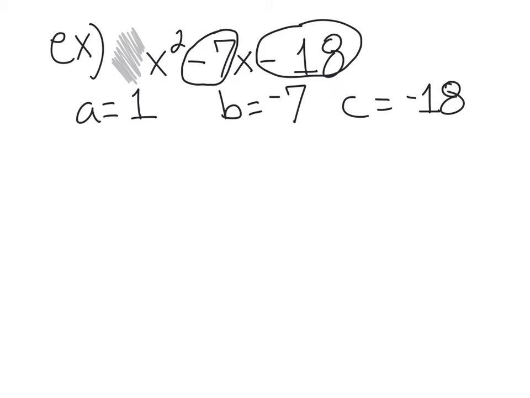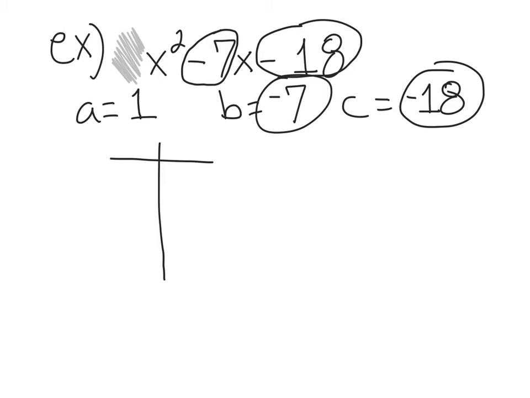Okay, so I'm going to factor this. The key is I want two factors of negative 18 whose sum will give me negative 7. I'll show you what I mean. I'm going to make a little list here of factors of 18. I'll start with negative 18 and 1. If I add those together, I get negative 17. My goal is I want it to equal b. In my case, b up here equals negative 7. So negative 18 plus 1 gives me negative 17. This will not work, so I'm going to cross it out.